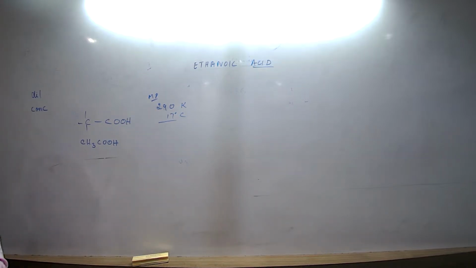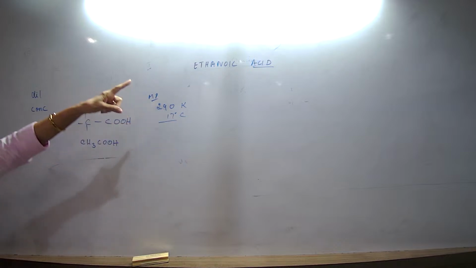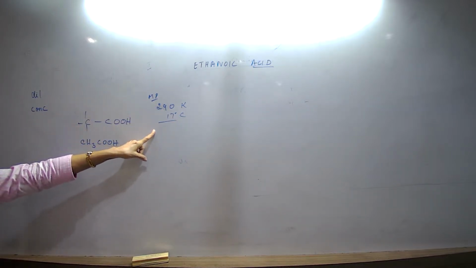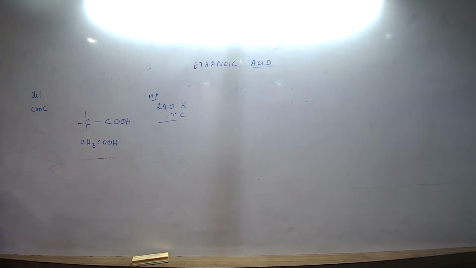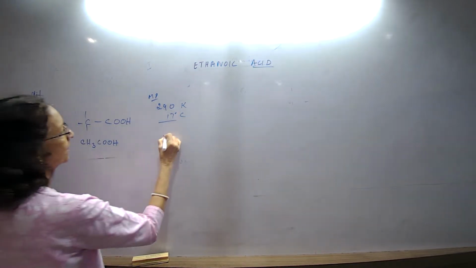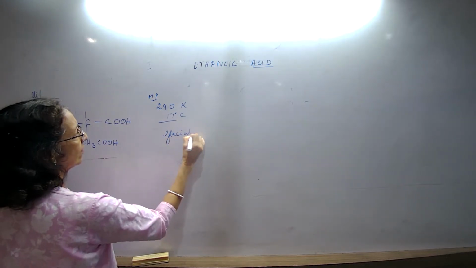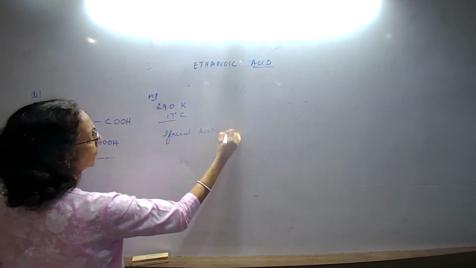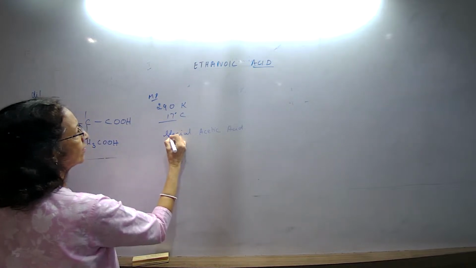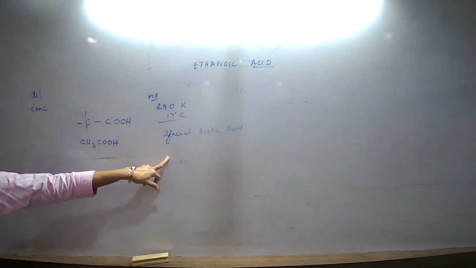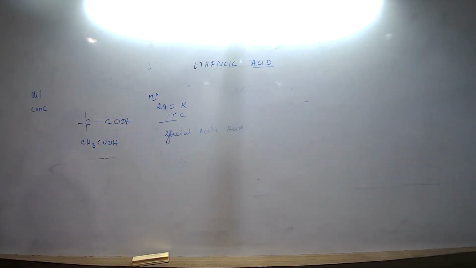Water at 0 degrees is solid. But ethanoic acid becomes a solid at 17 degrees. That means as the temperature begins to drop, it begins to solidify at 17 degrees Celsius. That's why it's called glacial acetic acid. Why glacial? Because it solidifies at almost 17 degrees Celsius. Very important, because they'll ask you what glacial acetic acid is.